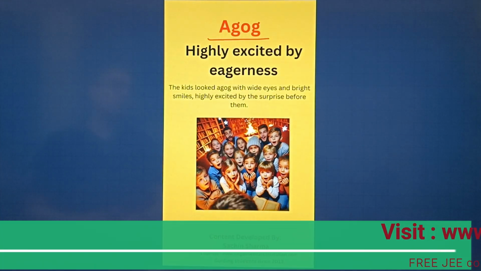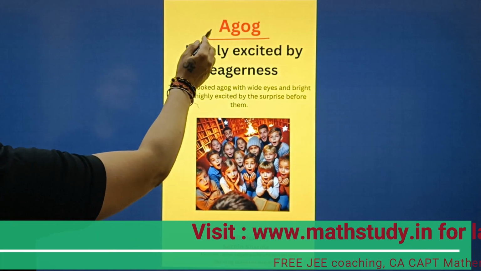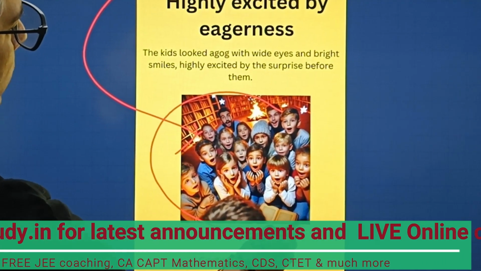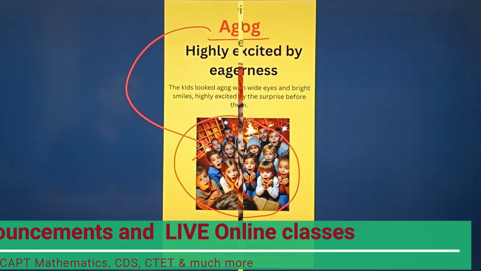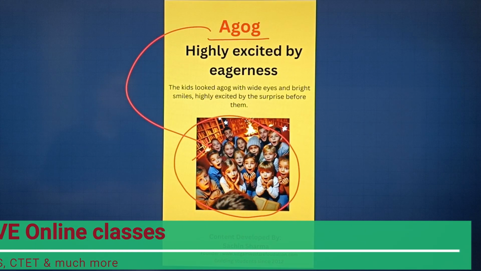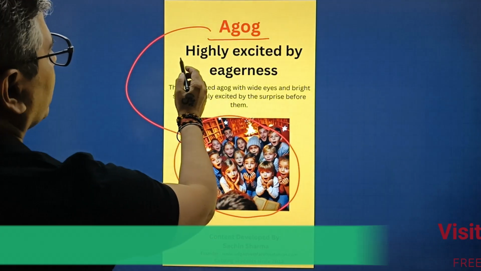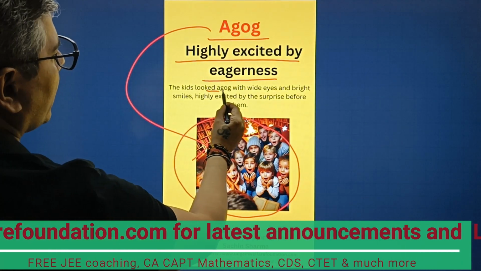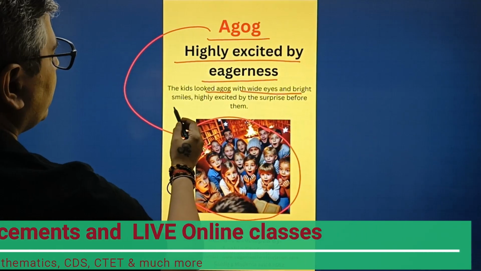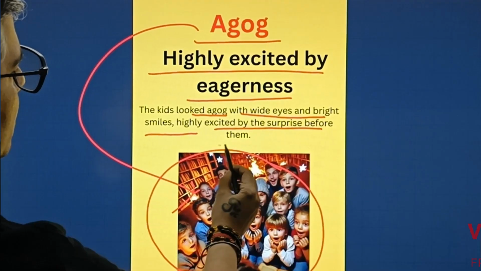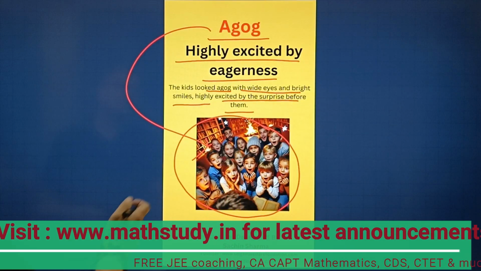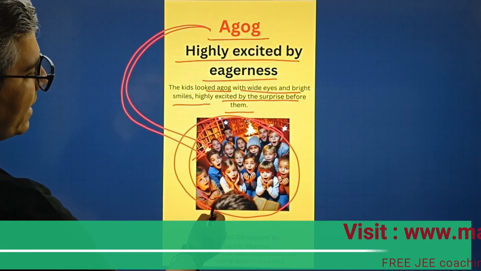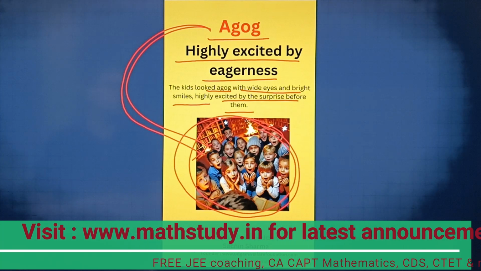A-G-O-G. So how are you going to learn this? You can simply refer to this particular picture where a few kids are looking with some excitement in their eyes. Shocking expression is there. So what is here? Highly excited by eagerness. The kids looked agog with wide eyes and bright smiles, highly excited by the surprise before them. So how are you going to memorize this? Link this particular word agog with some surprised faces. Now let's move towards our next word.